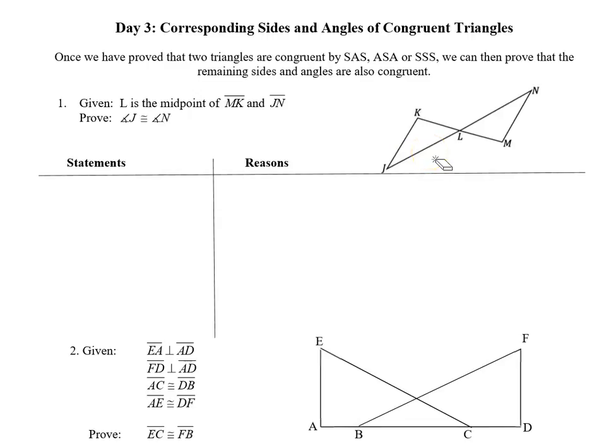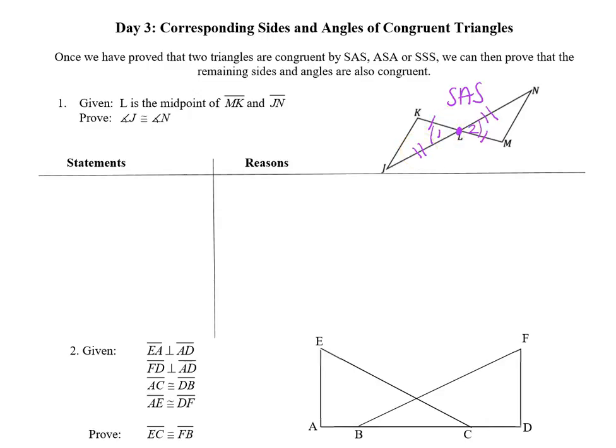Alright, so let's start with our givens here. They're telling me L is the midpoint of MK and JN. Now by definition, a midpoint divides a segment into two congruent segments. So I know KL is congruent to LM and JL is congruent to LN. I also see I have vertical angles here, so I can call those 1 and 2. Vertical angles are congruent. So it looks like I have these triangles congruent by side, angle, side, because the angle is included in between the two congruent sides.